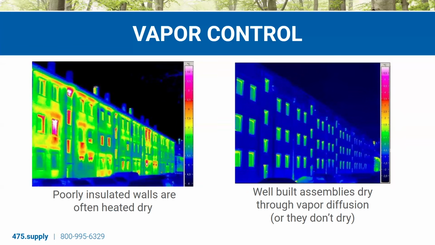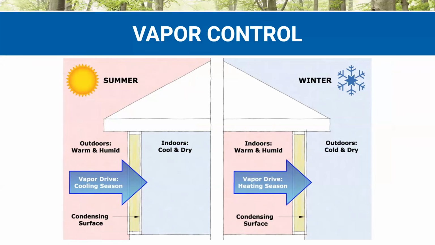So it needs to dry through diffusion or it won't. In the summer, we need to allow that assembly to dry inwards. And in the winter, we need it to allow it to dry outwards. And we can kind of see this also as our climate zones.